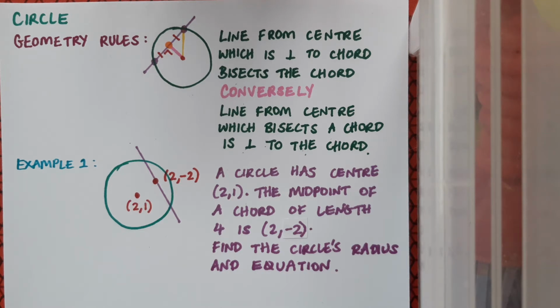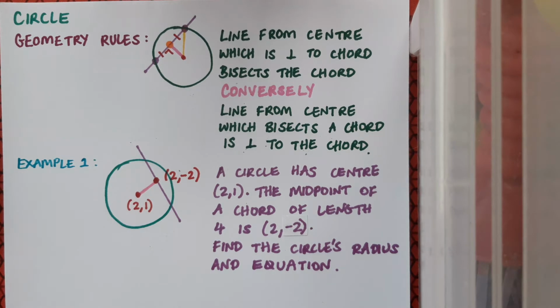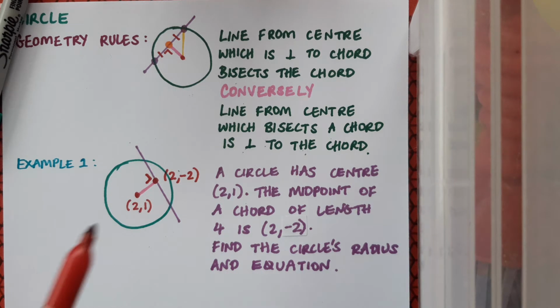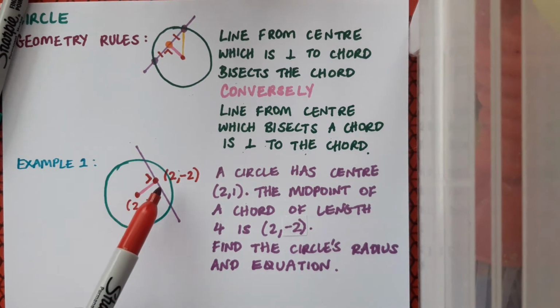So the first thing I want to do is refer to this geometry rule up here. And I want to draw a line from the centre to the chord. And the line that I draw is going to be perpendicular to the chord. And don't forget, I know this because I know that a line that I draw from the centre to the midpoint of the chord will be perpendicular to the chord.